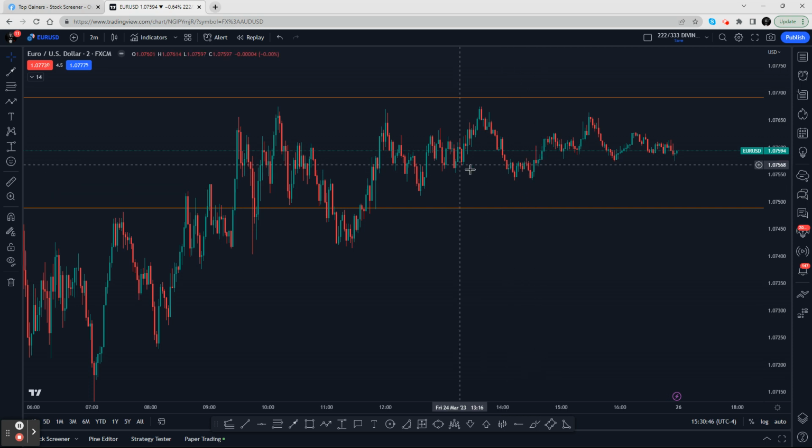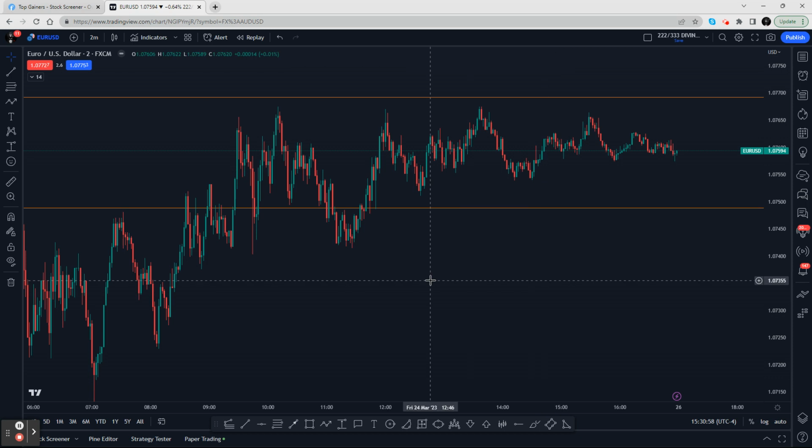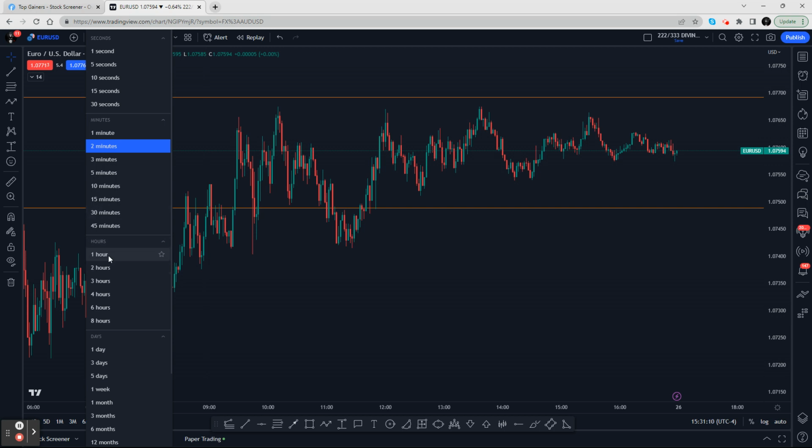So the illusion of going sideways, as if something is just flat, doesn't work in this type of market. If something is flat like that, something's very wrong. That means nobody's buying, nobody's selling. The asset is dead. This has a pulse. Keep that in mind as you're trading.